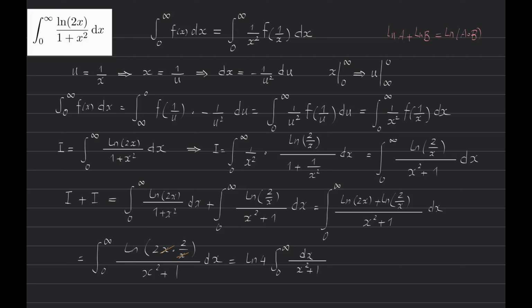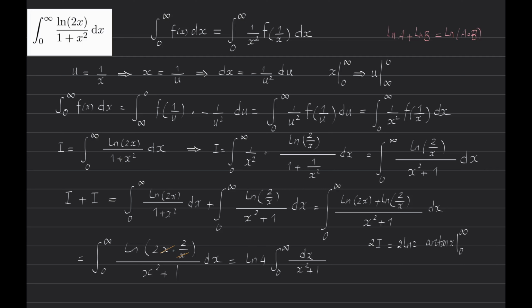Yes, but be careful, this is I plus I. So I plus I is this expression, and I plus I is just 2I. Then ln of 4 can be viewed as ln of 2 to the power 2, and this 2 goes out front, so it becomes 2 ln of 2. But this integral is very simple, because this function is just the derivative of arctangent. So it becomes arctangent of x, where x goes from 0 to infinity.